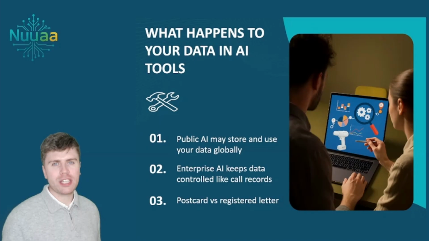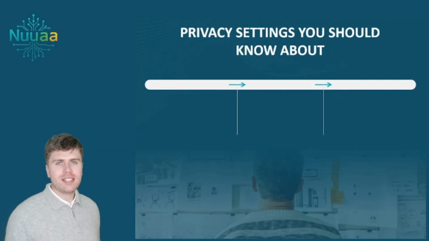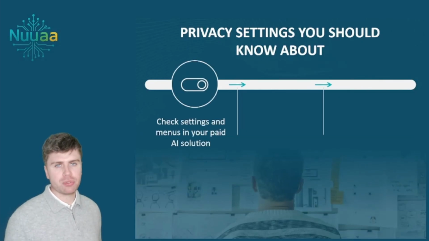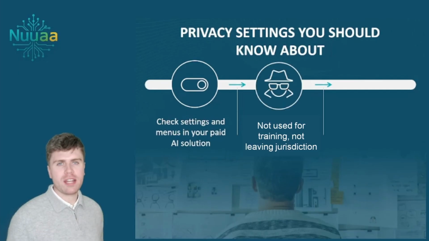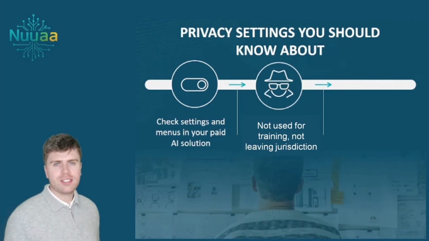So how do you register your letters? Well, as I said, every paid AI solution from the big players includes a privacy setting you can adjust. These settings are often waiting for you to find them in the menus, but they can make a big difference. When you check these settings, be sure of two key things. First, your data and chats are not being used to train AI models. And second, confirm your documents and chats are not being moved outside of your jurisdiction. For some companies, this is a very strict legal requirement.